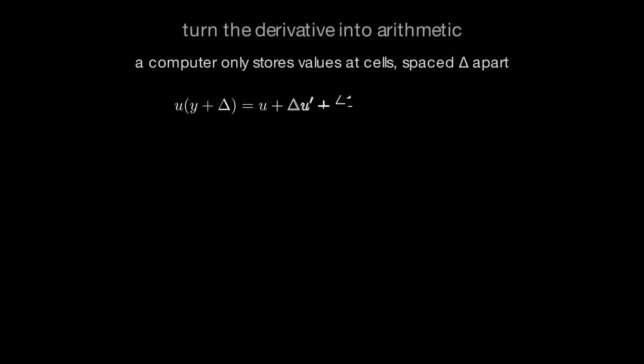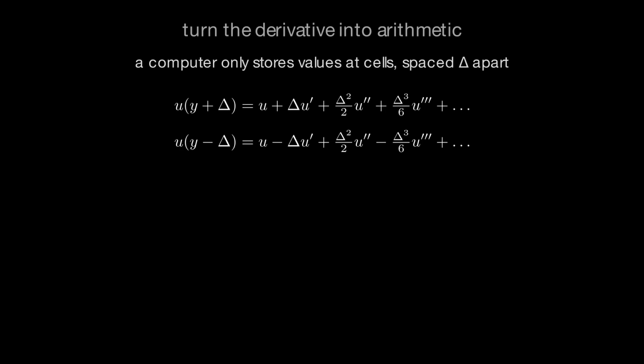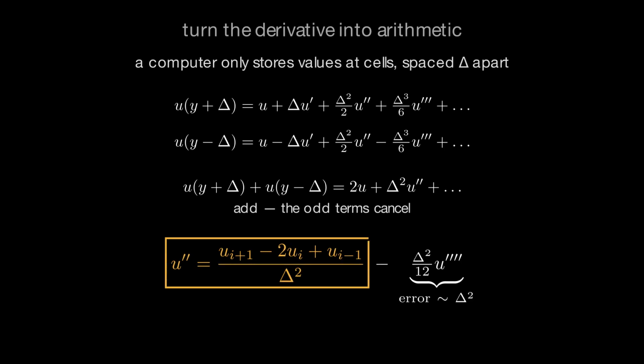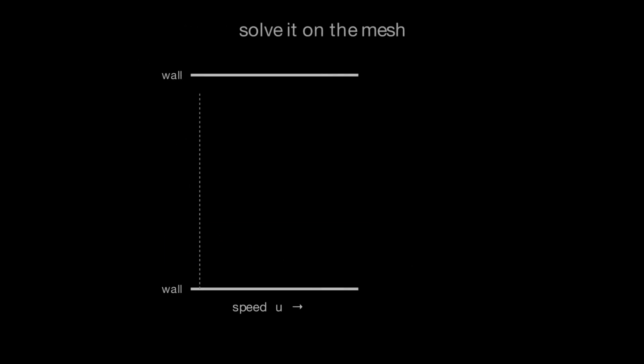The equation wants a second derivative, but all the computer has is the value sitting in each cell. So we rebuild the derivative from those. Write the neighbor on each side as a Taylor series. Add the two together, the odd terms cancel out, and you're left with twice the center value, plus delta squared times the second derivative. Rearrange, and the second derivative is just 3 neighboring cells, subtracted and divided. All we dropped is the error, and it falls like delta squared: half the cell, and the error drops to a quarter. Put that on the mesh and solve.